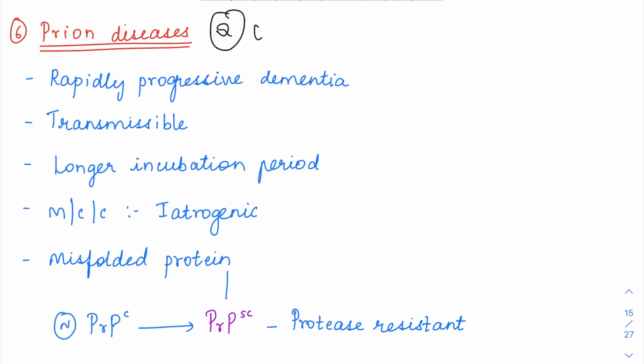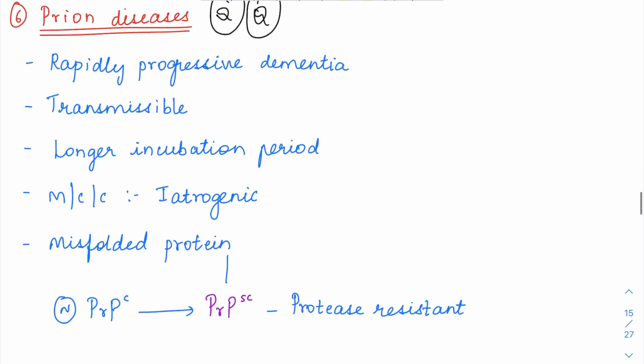Next, we'll see about Prion's disease. Prion's disease is very, very important from the MCQ point of view. So, do read it at the last minute also. So, Prion's disease, every word you must remember here.